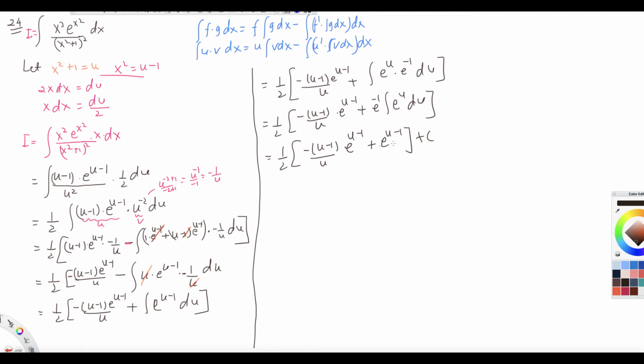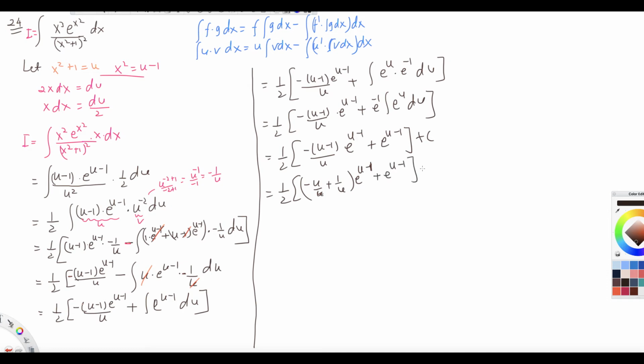Alright, so let me further simplify. 1/2 is there. I want to split that u over u like this: negative u over u plus 1 over u, times e to the u minus 1, and then plus e to the u minus 1, plus c is still there.